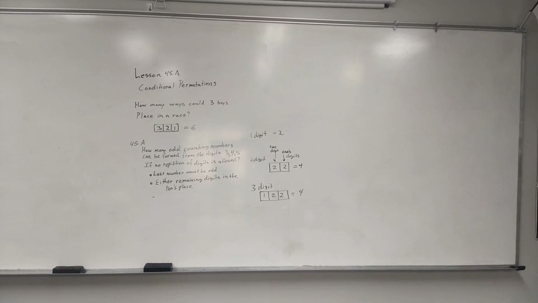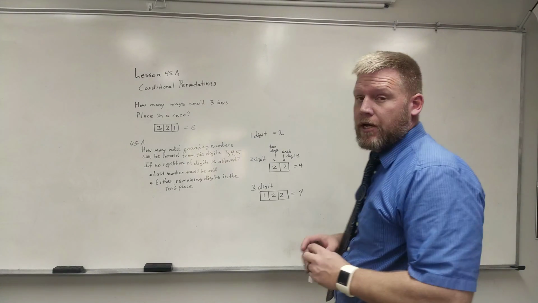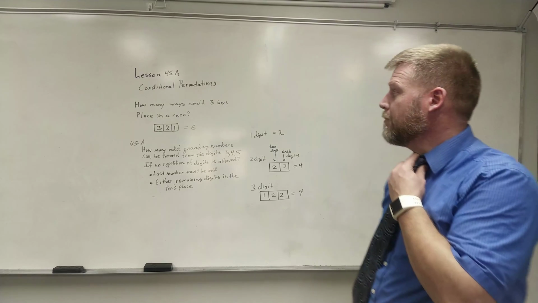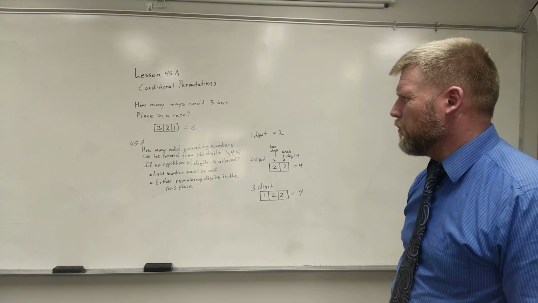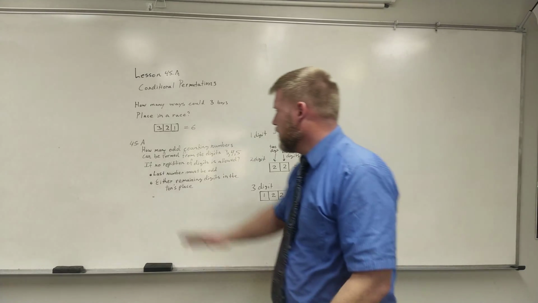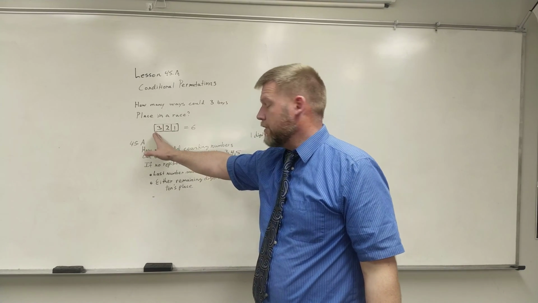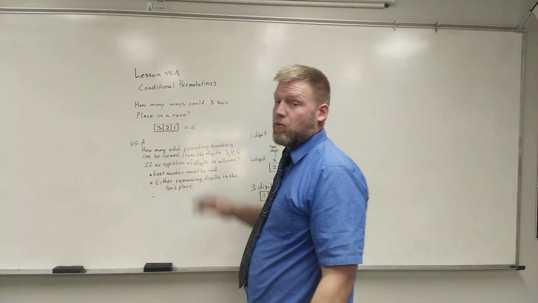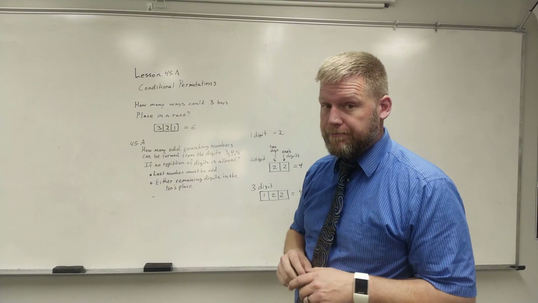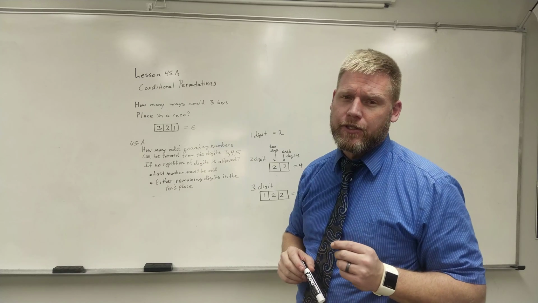Lesson 45A is dealing with conditional permutations. The first thing we have to remember is what a permutation is. I put up a really simple example. How many ways could three boys place in a race? And you say, well, if I had three in the first place, that leaves two in the second place, and there's only one left. 3 times 2 times 1, 6 different ways. It's a very simple permutation.